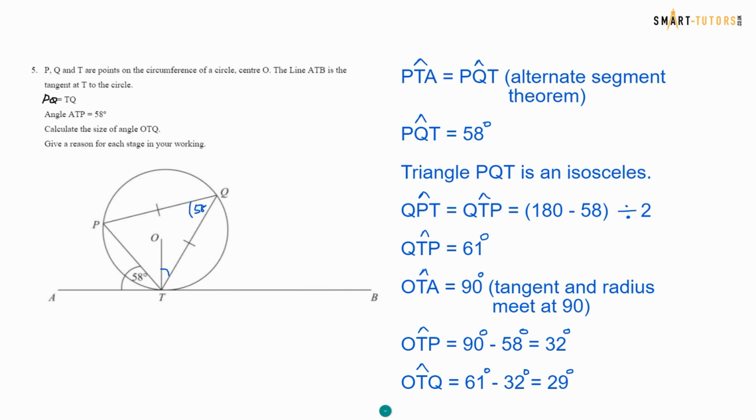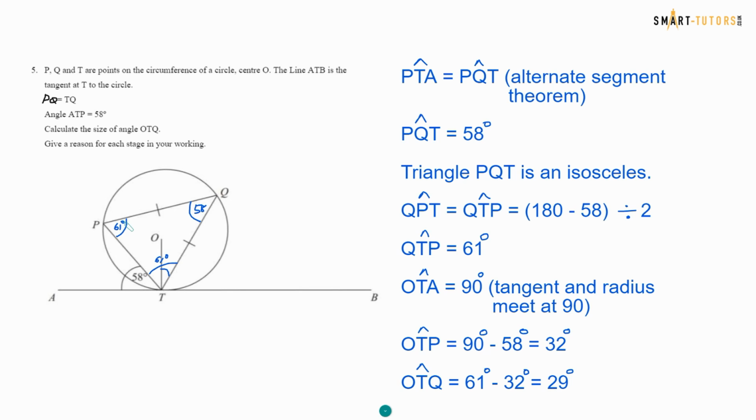So that is 58. Now, triangle PQT is isosceles. QPT equals QTP, which is 180 minus 58 divided by 2, which is 162 divided by 2, is 61. So this is 61, and this is going to be 61 as well. The base angles are equal.